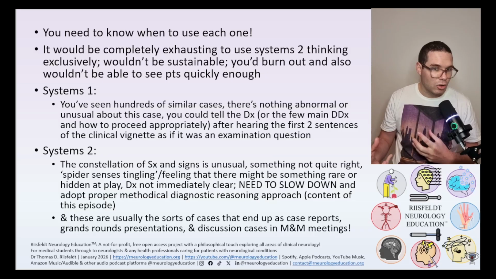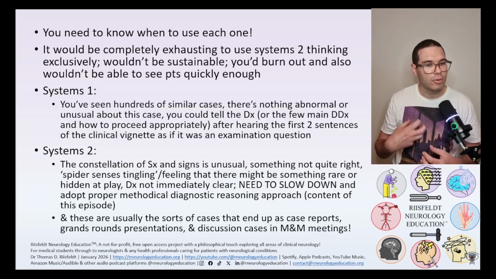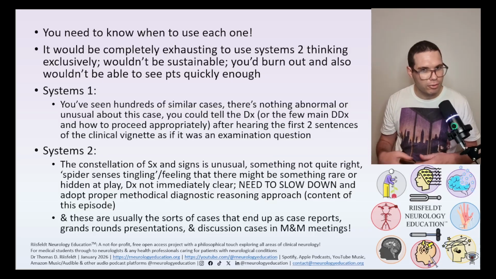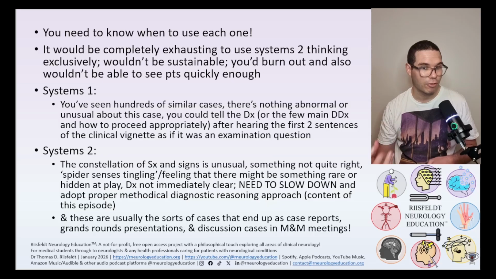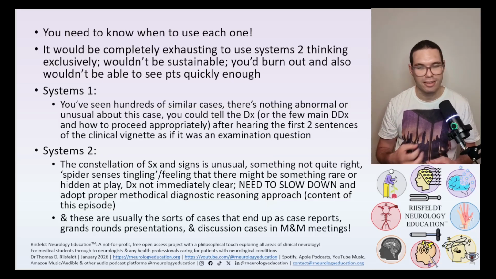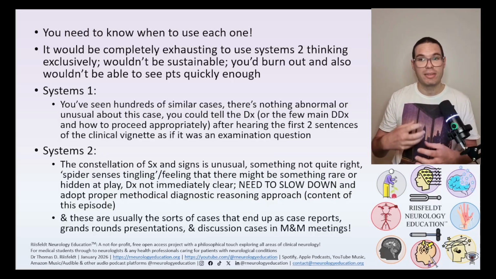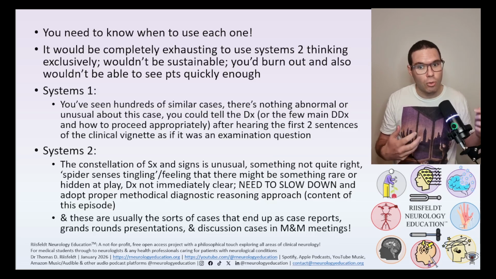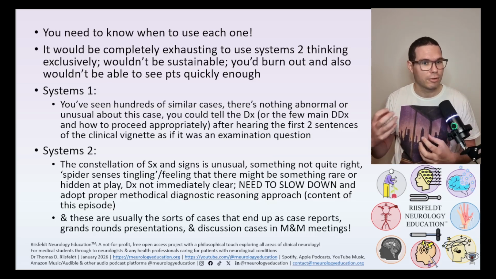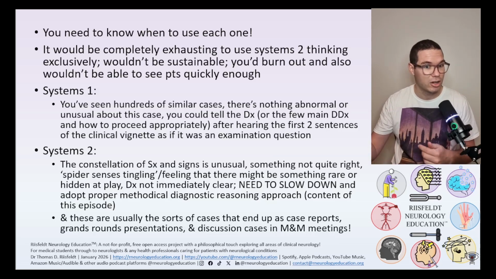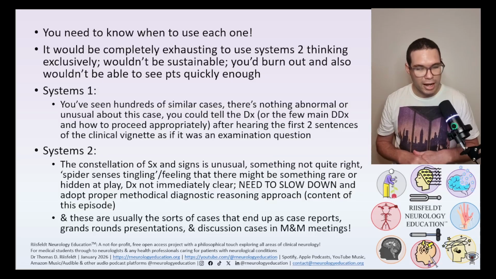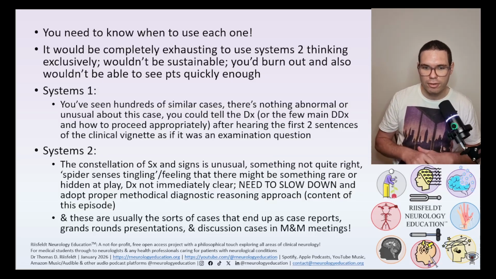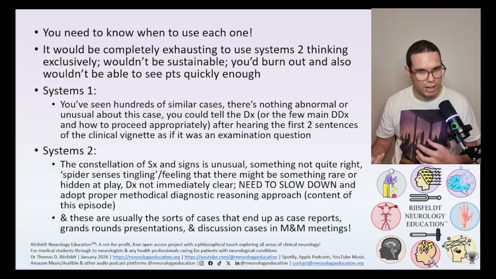So when can you use each one? Systems 1 is appropriate if you've seen hundreds of similar cases, and with the case in front of you, there's nothing abnormal about it, there's nothing unusual about it, and basically you can tell what the diagnosis is, or at least the few main differential diagnoses and exactly how you need to proceed appropriately after you've heard the first couple of sentences of the clinical vignette as if it was an examination question.